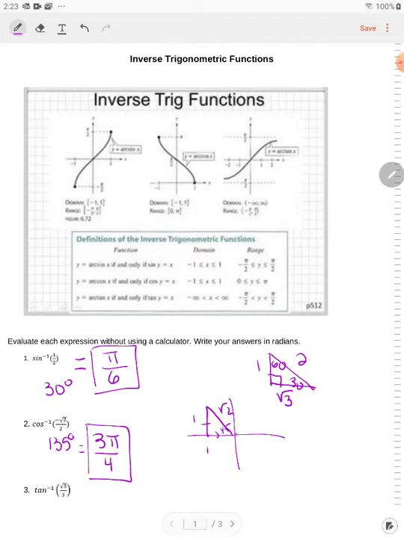Tangent inverse of √3 over 3. Again, that's positive, putting the triangle itself in quadrant 1. It's been rationalized to be a 30-degree angle, which again gives us pi over 6.